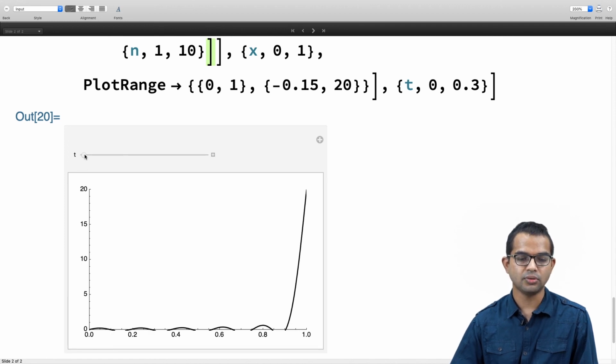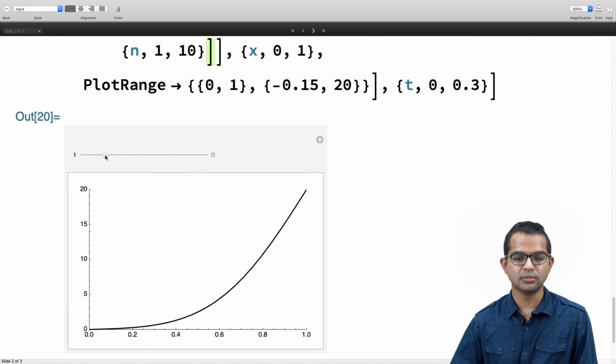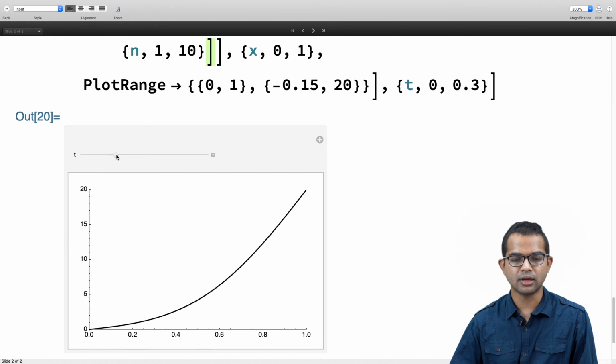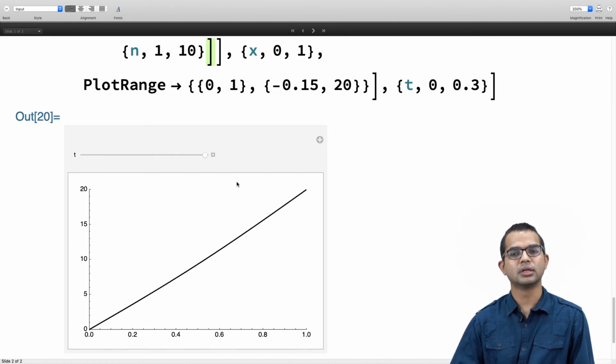And so if you evolve this, the key point to observe here is this tendency to keep on destroying curvature. And at some point it's going to become a solution of the Laplace equation.